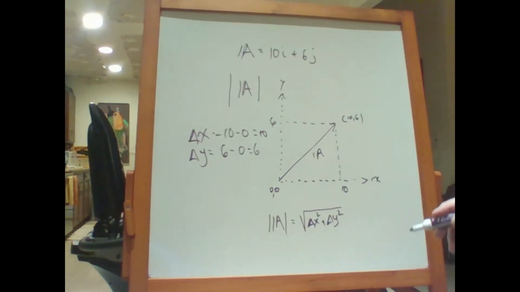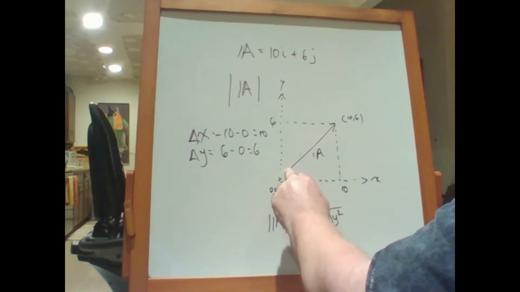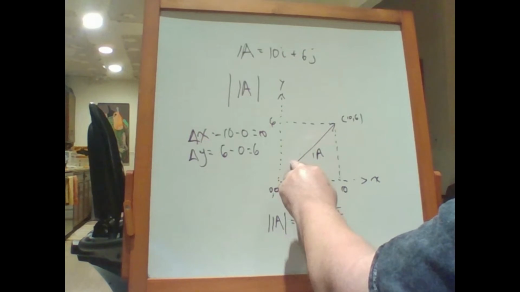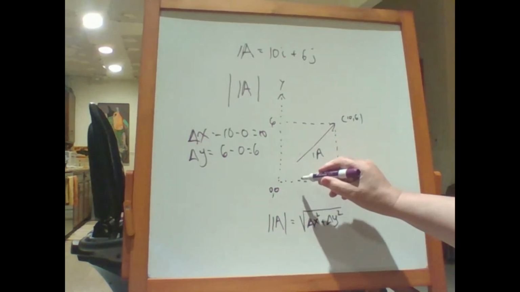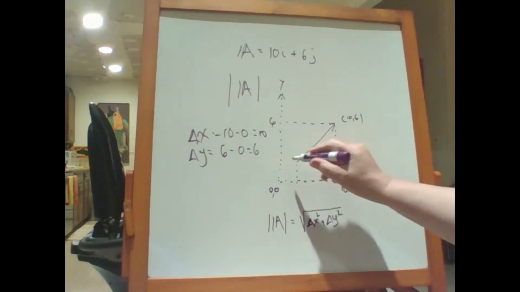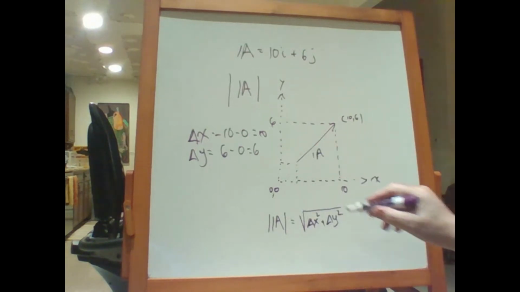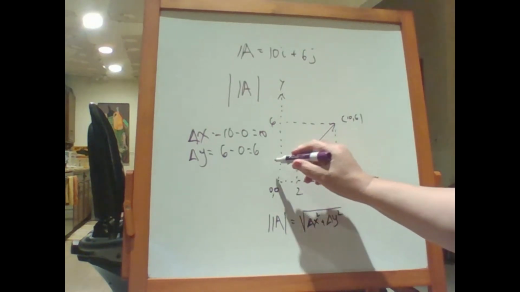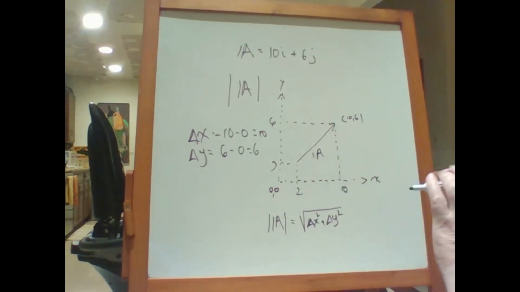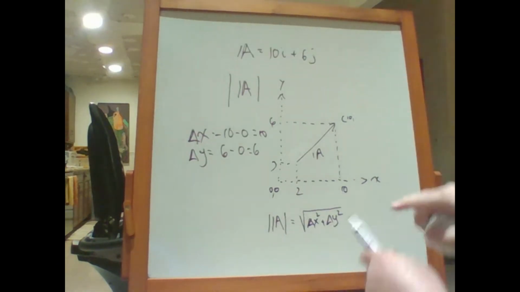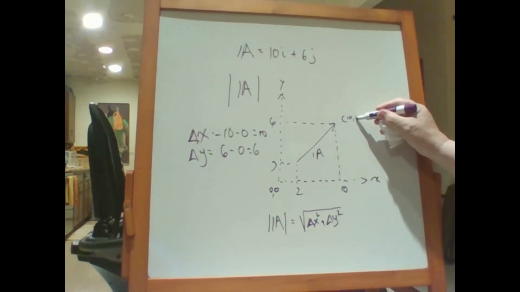But in some cases, let's say the vector was here and there, and this was 2, and that's 3, and yeah, this is 10 and 6.